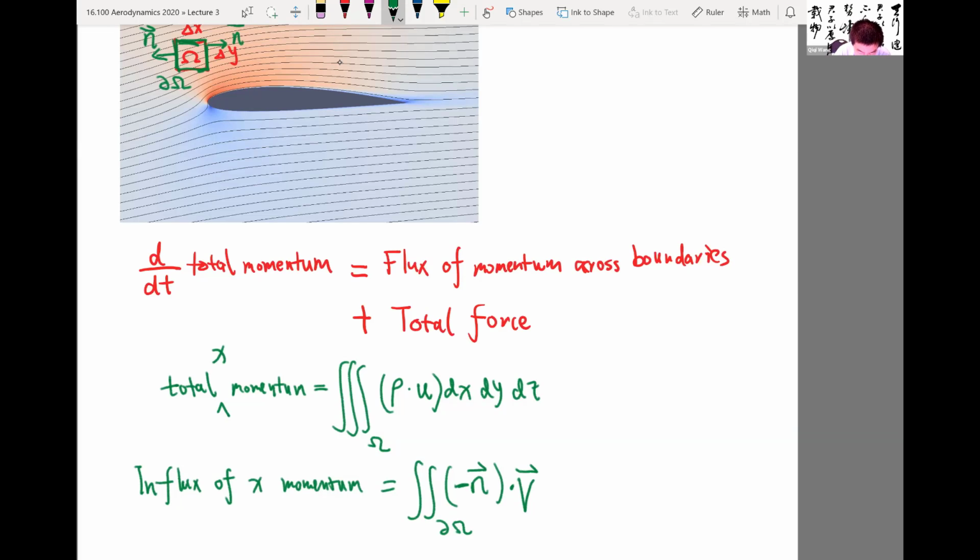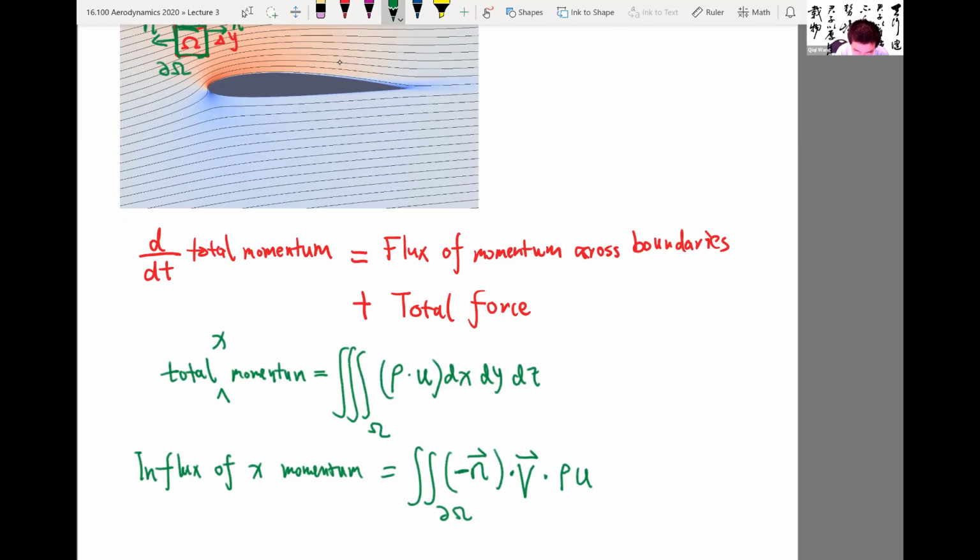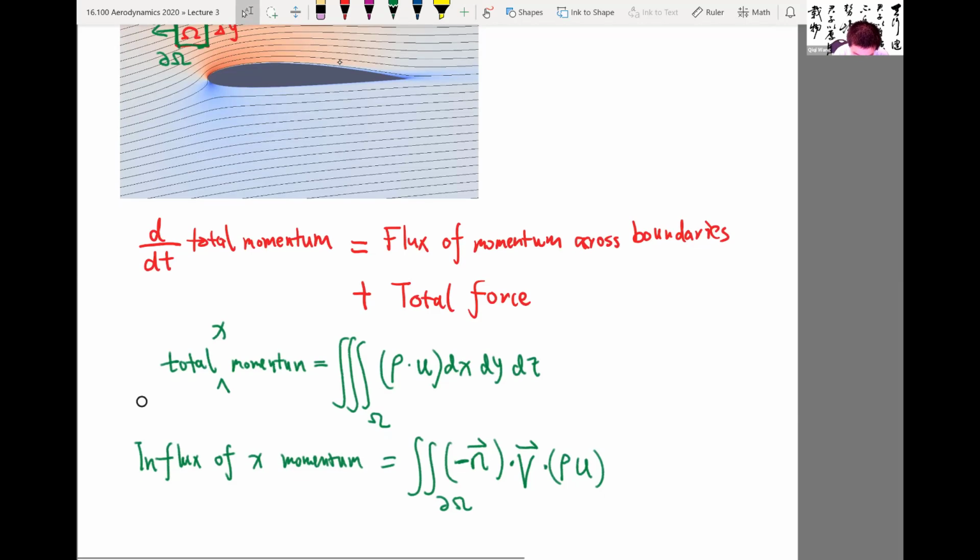And of course, this integrated over the area is the amount of volume of fluid going into the domain per unit time. And we have to multiply this by how much momentum is carried over by this flow. So we multiply this by the very momentum density we are looking at. And this integrated over, let's say, dS, S being the area, is the influx of x momentum.